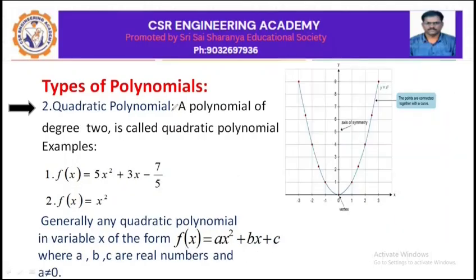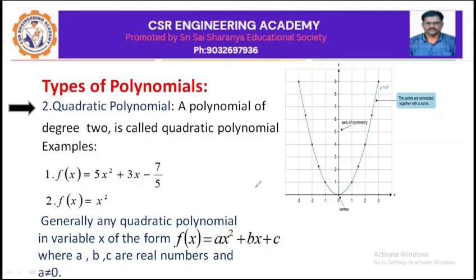2. Quadratic polynomial. A polynomial of degree 2 is called a quadratic polynomial. Examples: 1. f of x is equal to 5x squared plus 3x minus 7/5. Here the degree is 2. 2. f of x is equal to x squared. Here the degree is 2. Generally, any quadratic polynomial in variable x is of the form f of x is equal to ax squared plus bx plus c, where a, b, c are real numbers and a is not equal to 0.